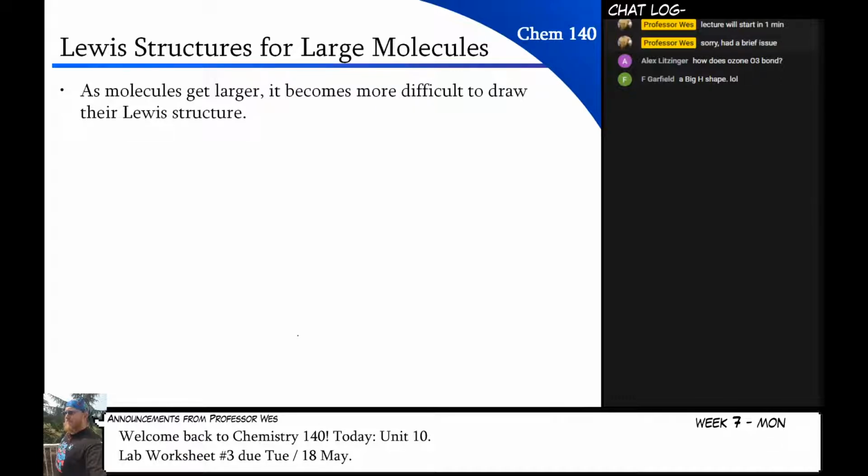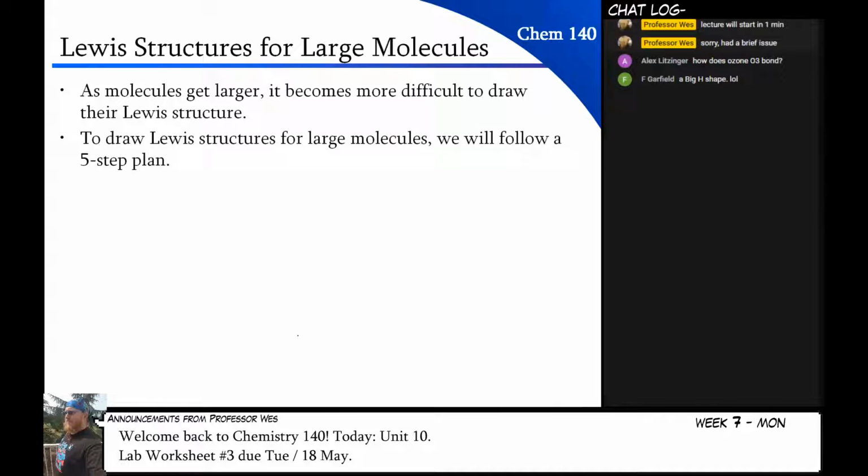So if you have molecules that have double bonds or triple bonds in them, or they have a bunch of carbons, everything starts to fall apart. And these rules get more and more difficult to just assume. But if we follow these rules that I'm about to establish here, this is what I call the 5-step plan, then you get the same result every time in a consistent manner for larger and larger molecules.